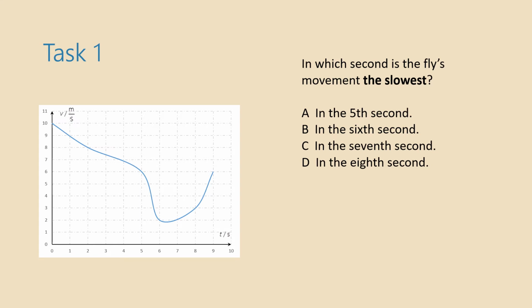Take your time. Are you ready? The answer is C, in the 7th second. So the velocity is smallest somewhere between the 6th and the 7th second. We cannot be more precise than this based on this graph. Yet, we can claim that the velocity is the smallest in the 7th second. And the 7th second is the period starting from the 6th second and moving on until the 7th second. Well done!